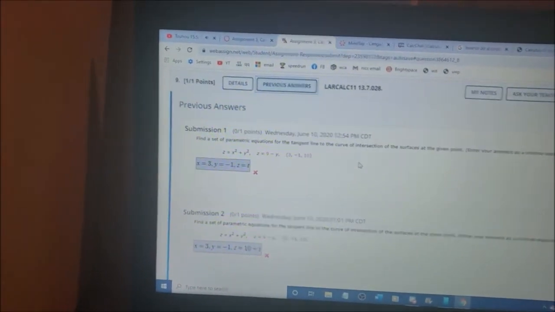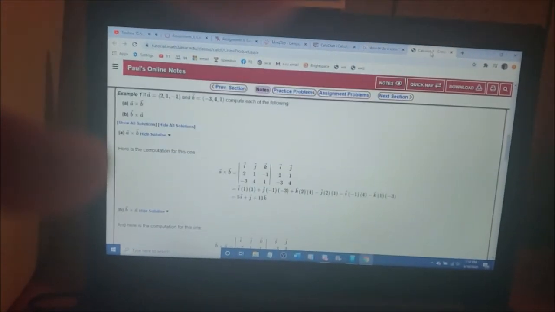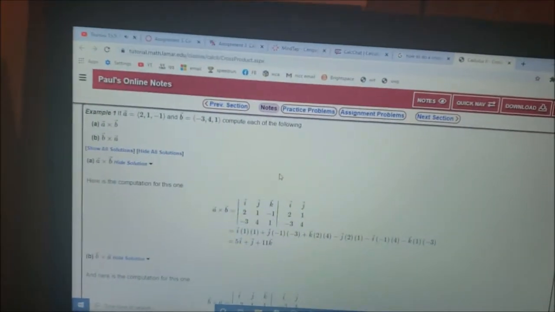So basically, this was the one where I didn't know how to do the cross product. Luckily enough, I searched how to do a cross product matrix, and the very first result that came up explained. I accidentally pushed the power button. Anyways, it explained how to do it.